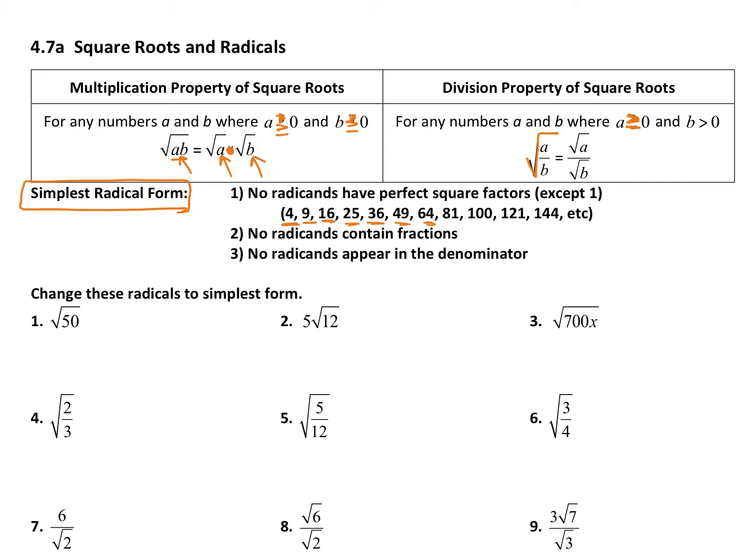The second thing is you cannot have a radicand that has a fraction. So we don't want this as a final answer. We don't want a fraction underneath a radical. So we're going to separate them and get rid of the radical in the denominator, because that's the third thing. You cannot have a radical in the denominator. So you cannot have the square root of something over the square root of something. That denominator has to be radical free. No radicals there.